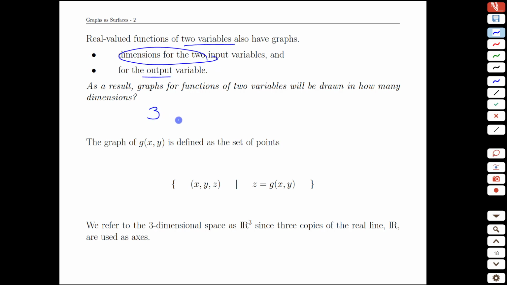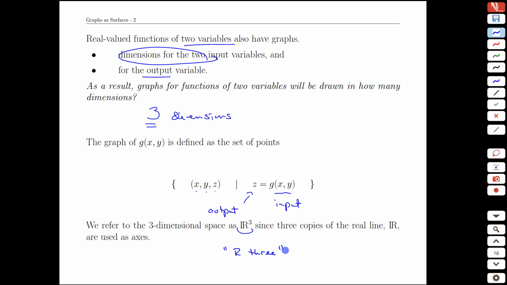So to draw these graphs of two variable functions, we're going to need three dimensions. And how does that work? We're going to have points in x, y, and z where we have our input as an xy pair, and the third dimension is going to be our output, a z value. For terminology, we call this three-dimensional space R3.